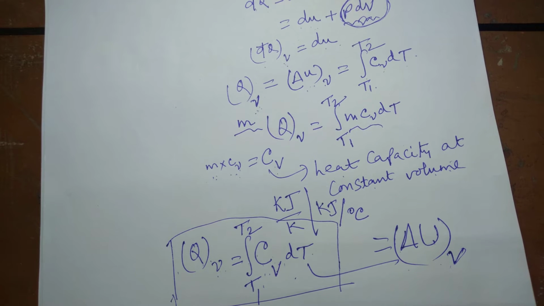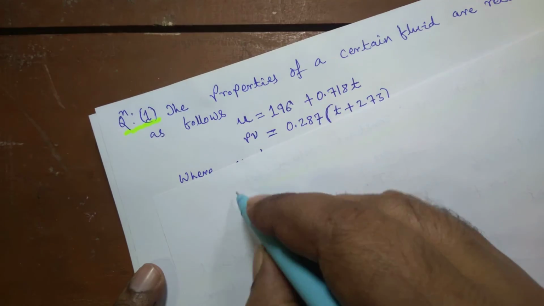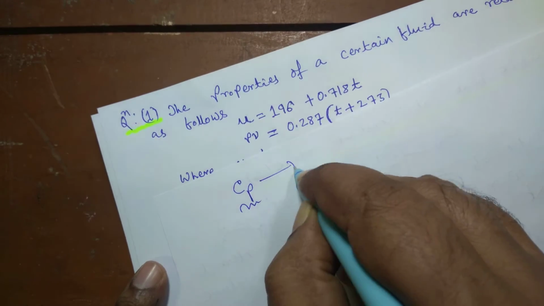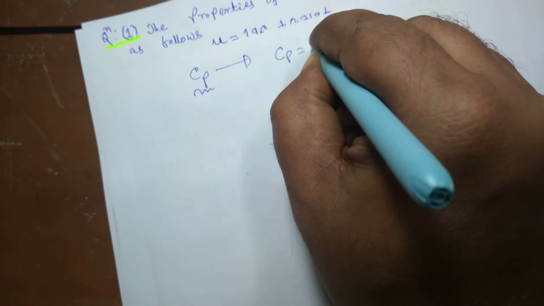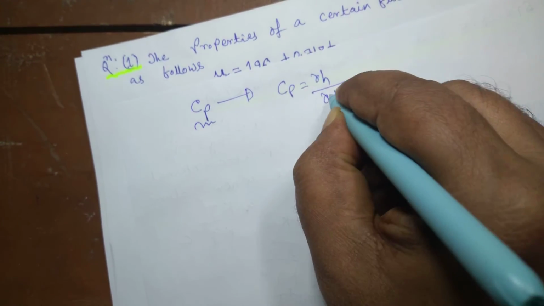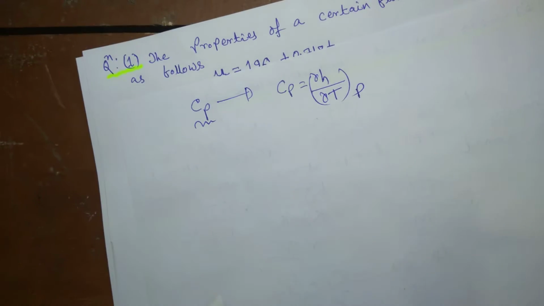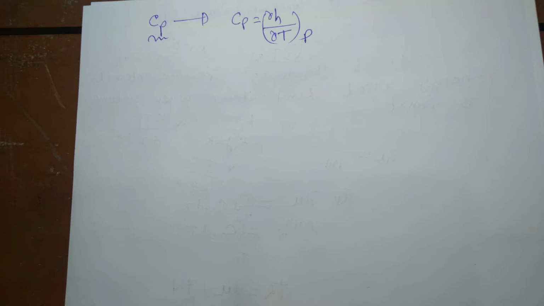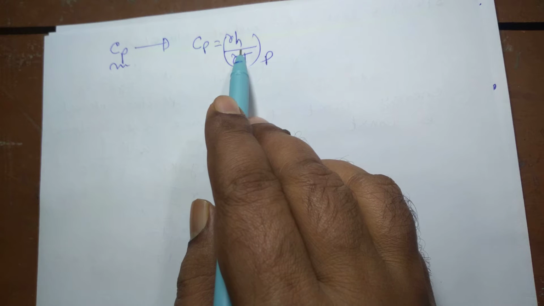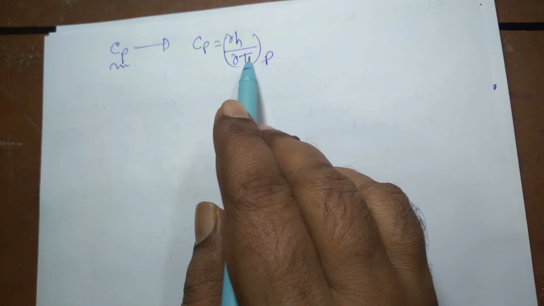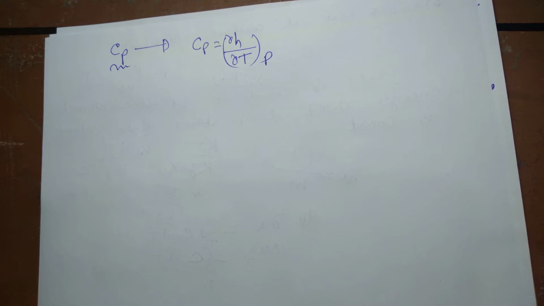So when heat is added to a system during a constant volume process, it increases only the internal energy of the system. Similarly, Cp, specific heat at constant pressure, can be defined as Cp equal to dou H upon dou T when pressure is held constant. When the pressure is constant, Cp can be written as dou H upon dou T at constant P, and its unit will be the same as Cv, that is kilojoule per kg Kelvin or joule per kg Kelvin or kilojoule per kg degree Celsius, just like in the case of Cv.